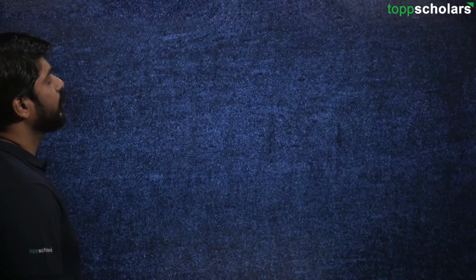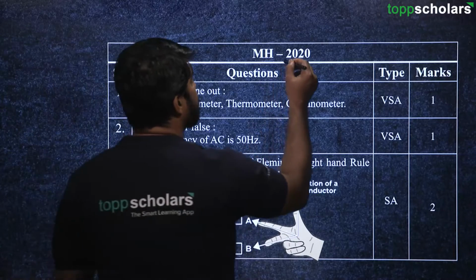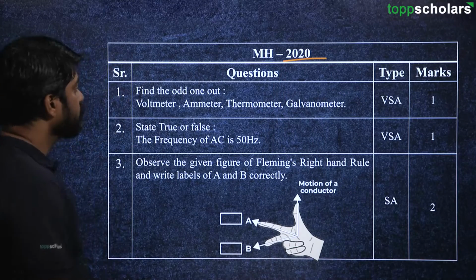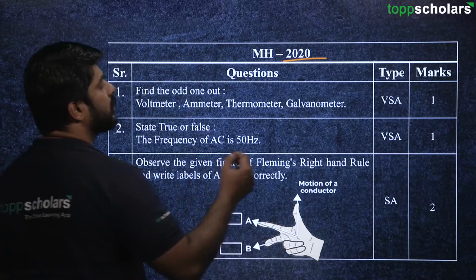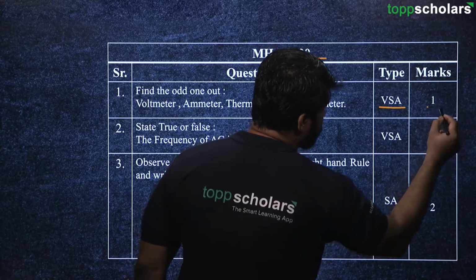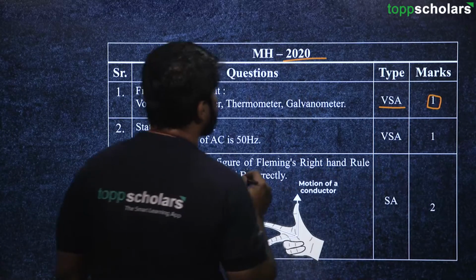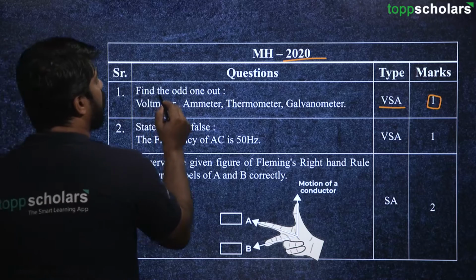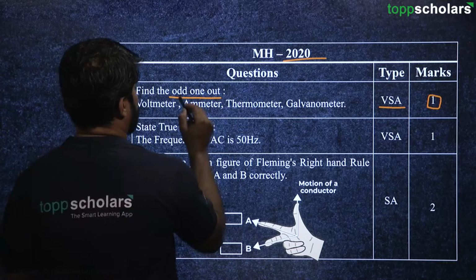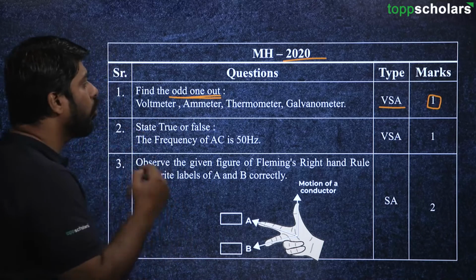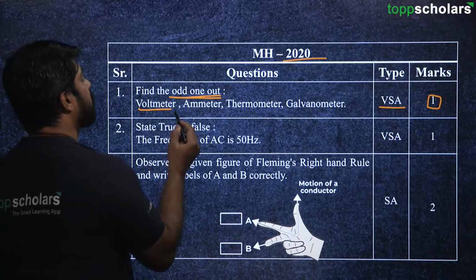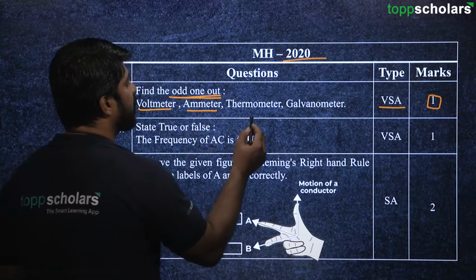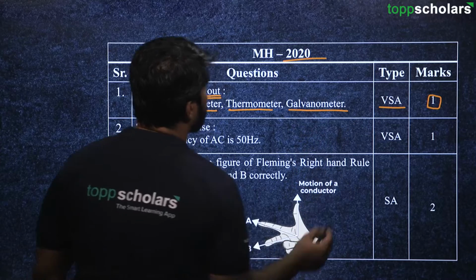Moving on to the next question from the next year, that is 2020. So the first question is, this is a very small question and this is for 1 mark. Find the odd one out. So what would be the odd one out of these? Here it is a voltmeter, ammeter, thermometer and galvanometer.